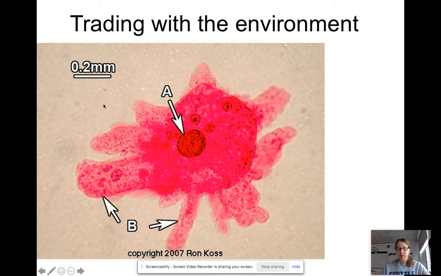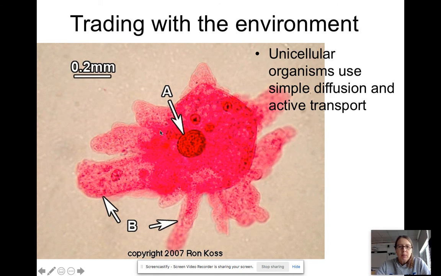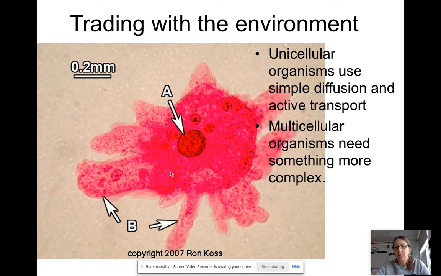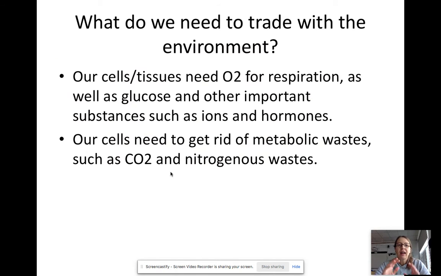So we've got to be able to move things, to be able to exchange things with our environment using our blood and then, out through the lungs and so on. So, it's really important that we can trade with the environment. And we know unicellular organisms can just use simple diffusion and active transport, whereas we need something more complex than that. And what we're trading with the environment is our cells and tissues.